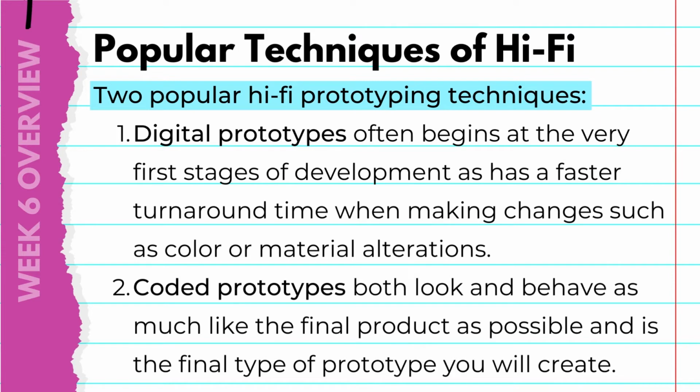To elaborate more on the popular techniques of hi-fi, the two popular hi-fi prototyping techniques: one, digital prototypes, often begins at the very first stages of development and has a faster turnaround time when making changes such as color or material alterations. And then you have coded prototypes. Both look and behave as much like the final product as possible, and coded is the final type of prototype you create before you push your design live.